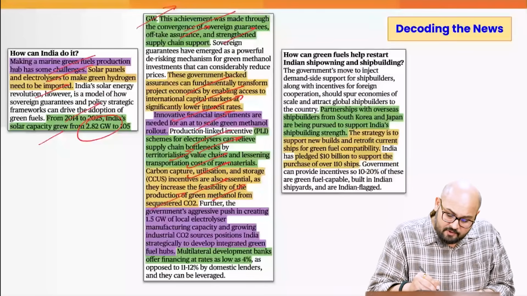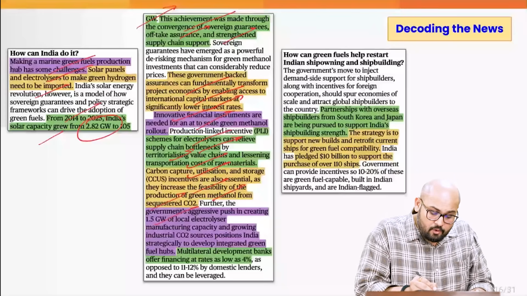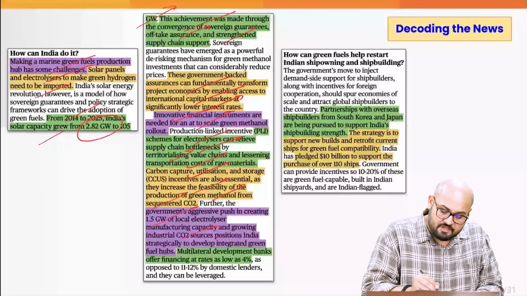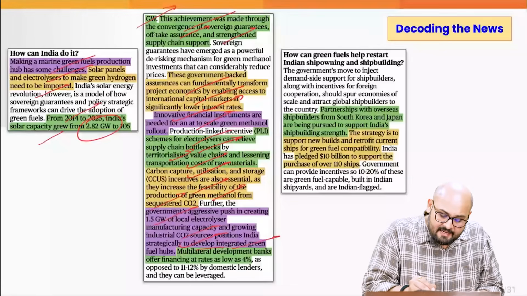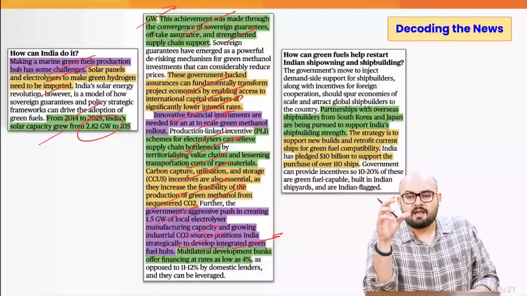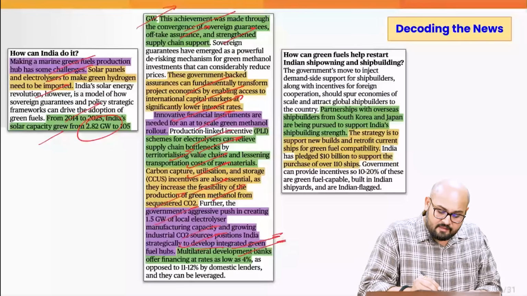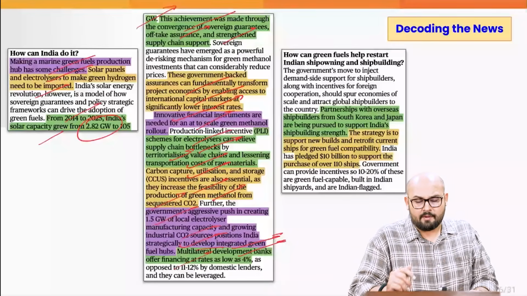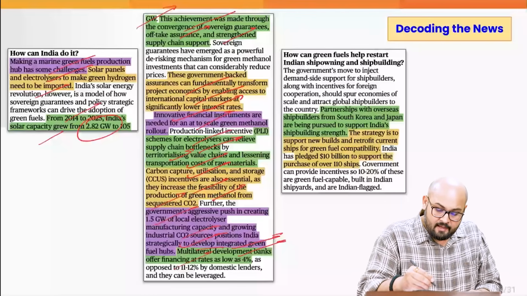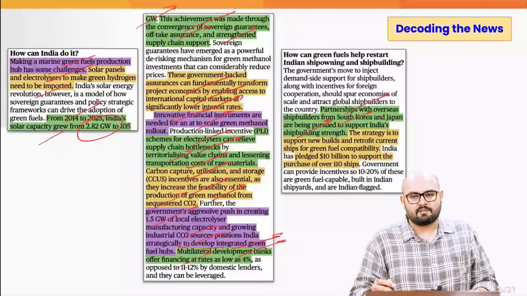Further, the government's aggressive push in creating 1.5 gigawatt of local electrolyzer manufacturing capacity and growing industrial CO2 sources positions India strategically to develop integrated green fuel hubs. So this should be done so that we emerge as a hub of green fuels for these ships. Multilateral development banks offer financing rates as low as 4%, for example the New Development Bank, right? Partnerships with overseas shipbuilders from South Korea and Japan are being pursued to support India's shipbuilding strength.